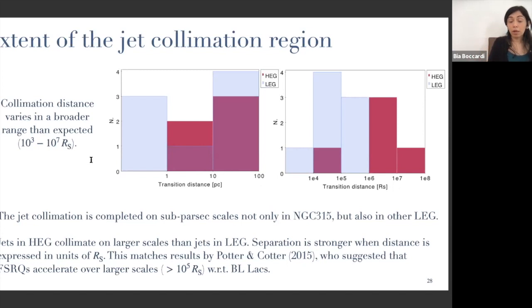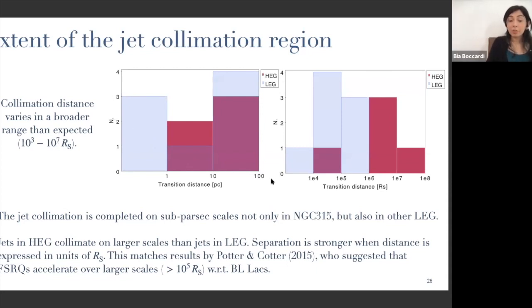So first of all, if you remember at the beginning, I showed you the sketch saying that we believe that the collimation region is extended for about 10^5 Schwarzschild radii. This is what we find for M87. But as you can see, the range of transition distances which we observe is actually much broader. So we have sources which collimate on a scale of 10^3. We also have sources which collimate on a scale of 10^7 Schwarzschild radii.